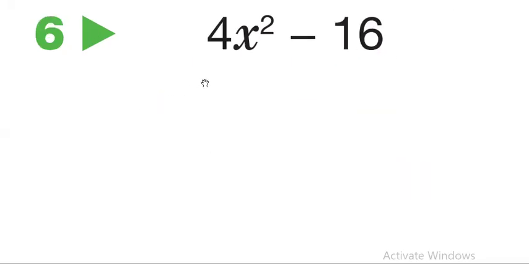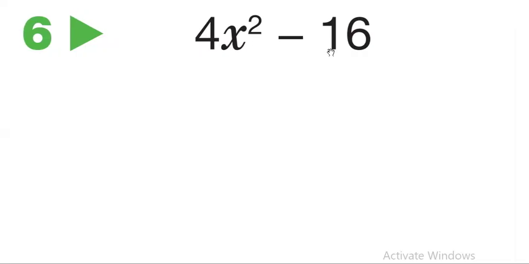Now, for question 6, we have 4x squared minus 16. We notice that we have a number in common between them. It means we're not going to use the double bracket method. We're going to use the breaking down the element method. Breaking down the element method. So let's see how it works. First, we're going to break them down. Here we have a 4.